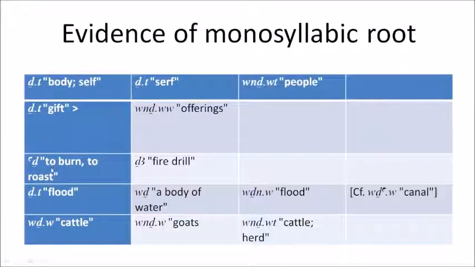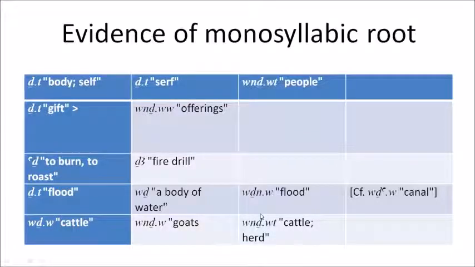hajit, to burn, to roast, and then ja or jir, fire drill, jit, flood, widjit, a body of water, wujinu, flood, wujia, canal, wuju, cattle, or oju, cattle, oinju, or into, goats, winjuit, cattle herd. You can see from this monosyllabic root, when these other morphemes are added, it gives different context to the word. So we can see from starting from the left, going to the right, how it ends up in this form with the W, N, J, and then the suffix for these words.